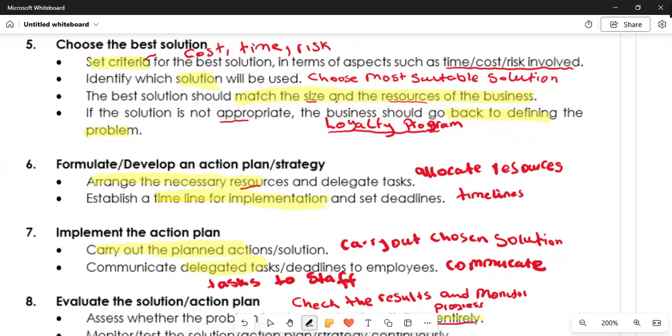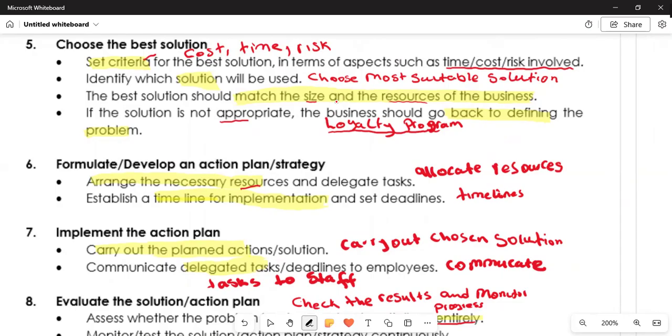Now again it says the best solution should measure what? The size. The loyalty program that we choose should measure the size and the resources of the business. That is very important. If the solution is not appropriate, the business should go back to defining the problem. So if it's not appropriate, we go back and try to find out the exact problem, which is the dropping of the sales. Try to go in detail about it.